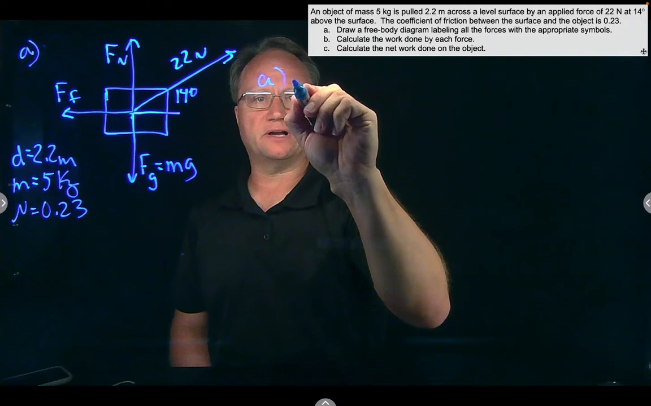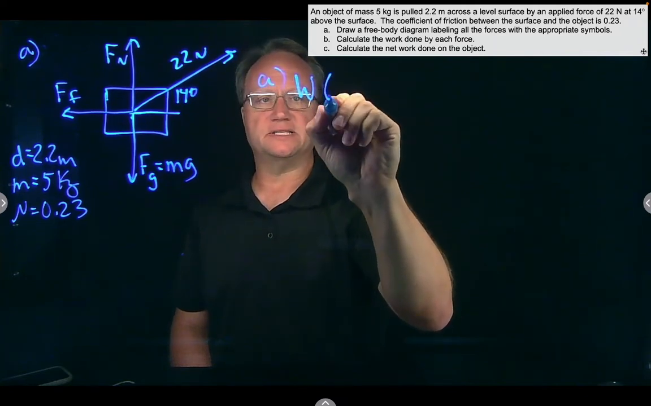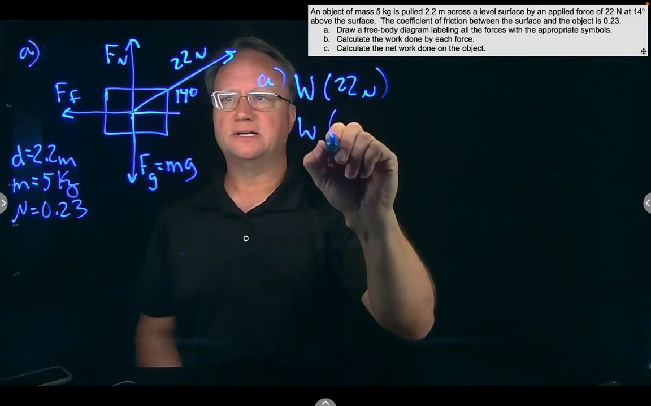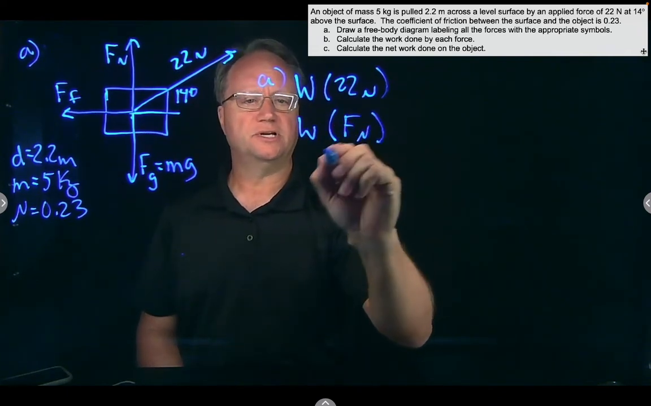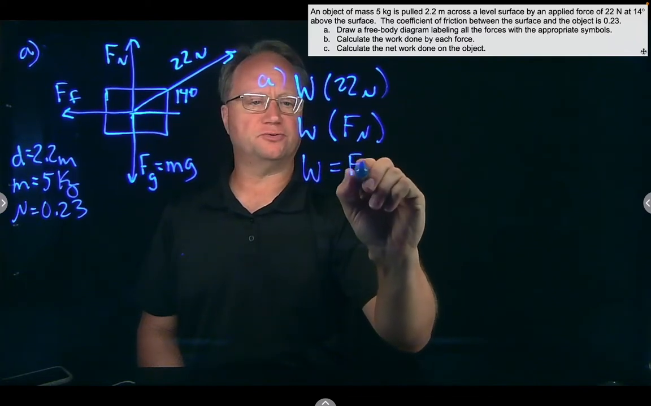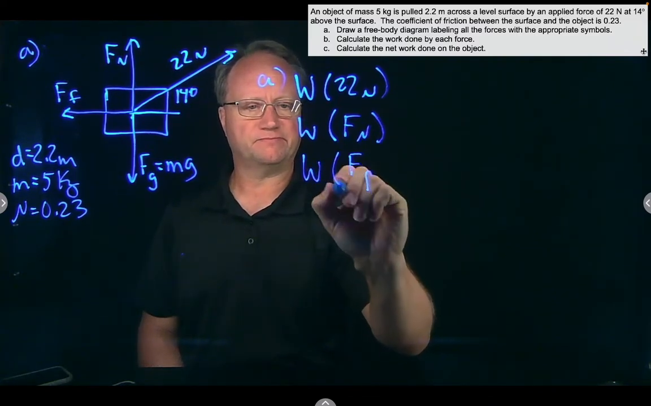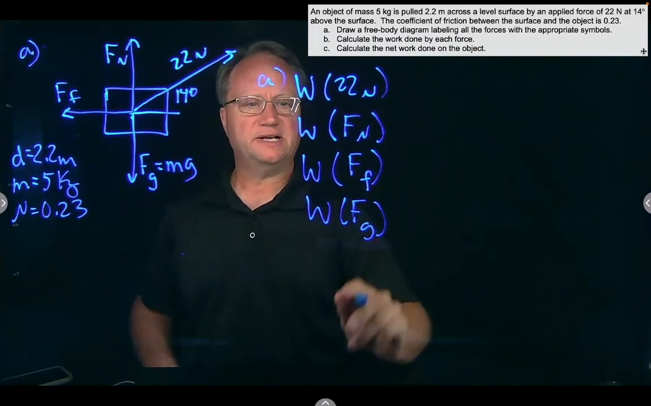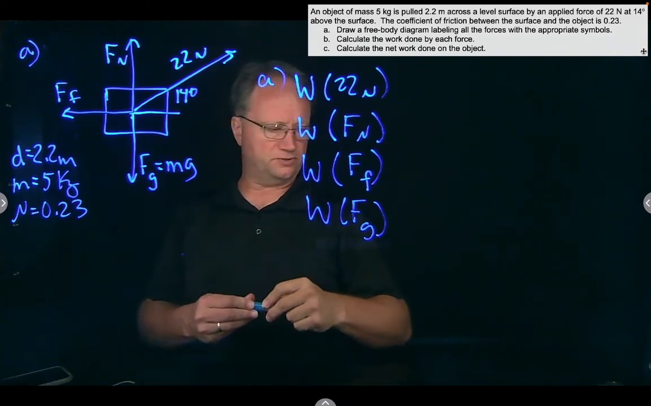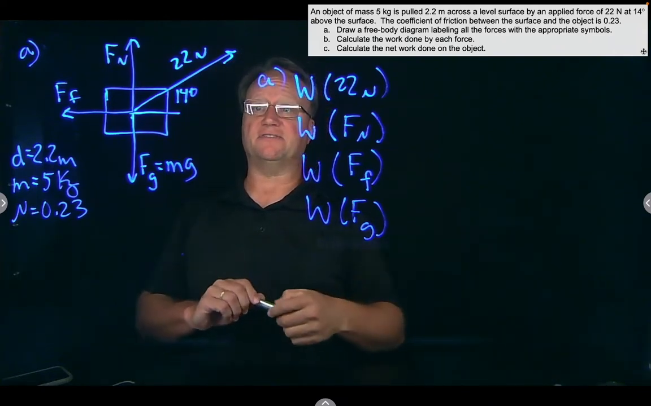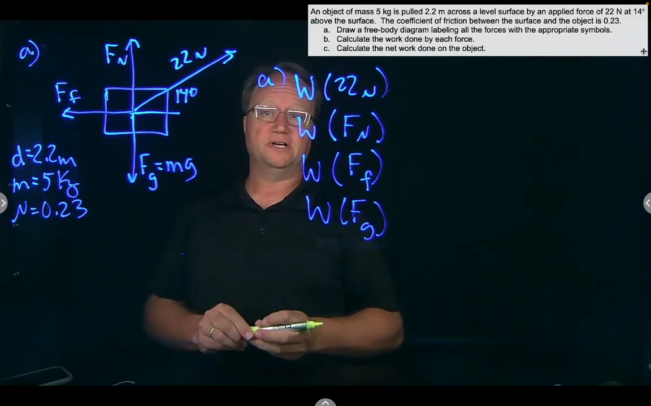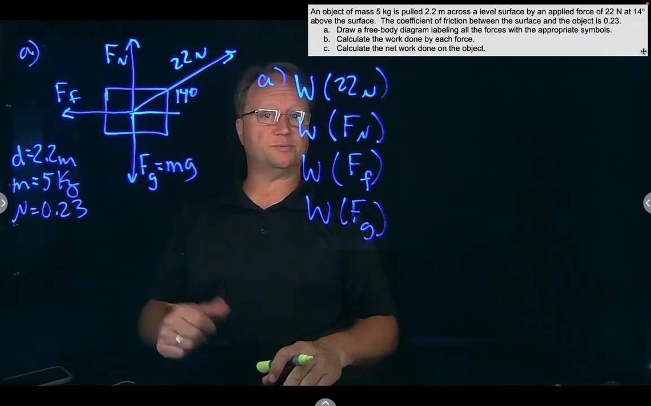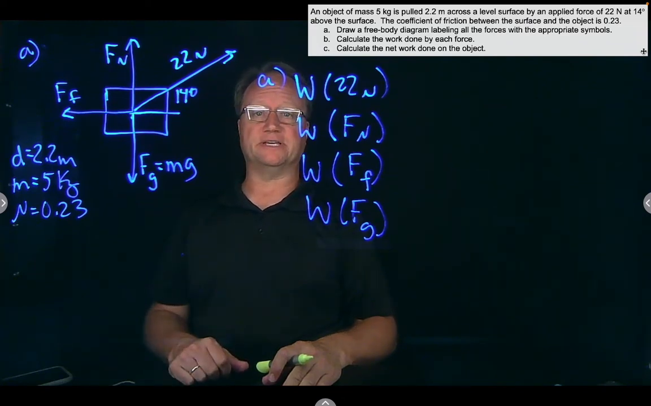So then we want to calculate what the work is that's done by the 22 Newton force, the work that's done by the normal force, the work that's done by the frictional force, and then the work that's done by the weight. Now, before we calculate any of these force values, let's see if anything is going to give us a 0. Remember, in order to have work done, you need a force, you need a displacement. They need to be along the same linear direction.